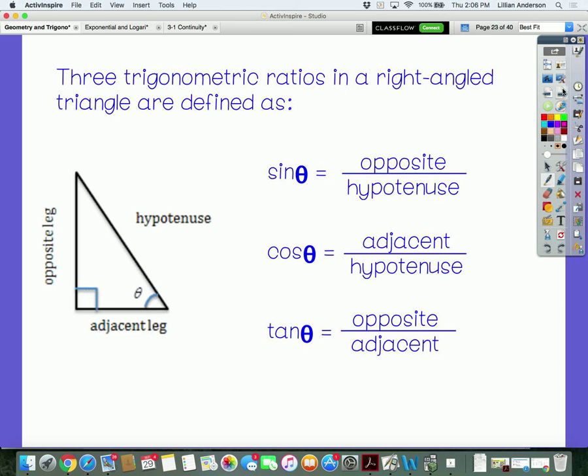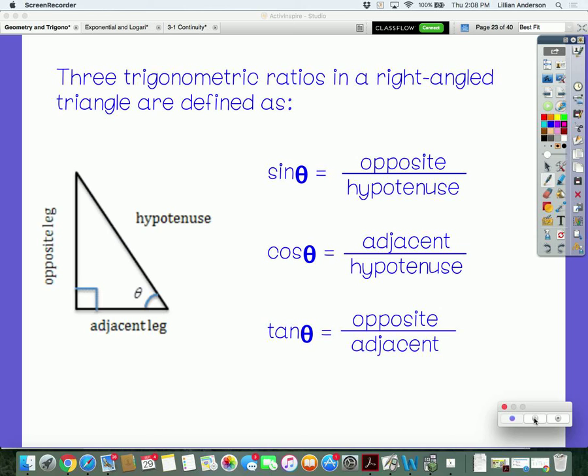And ratio means what? What's another word for ratio? A fraction. It is a fraction. So when you are identifying the three trig ratios, sine, cosine, and tangent, it's going to be a fraction. And it's the fraction of your different sides that you have. Sine is opposite over hypotenuse, cosine is adjacent over hypotenuse, and tangent is opposite over adjacent.